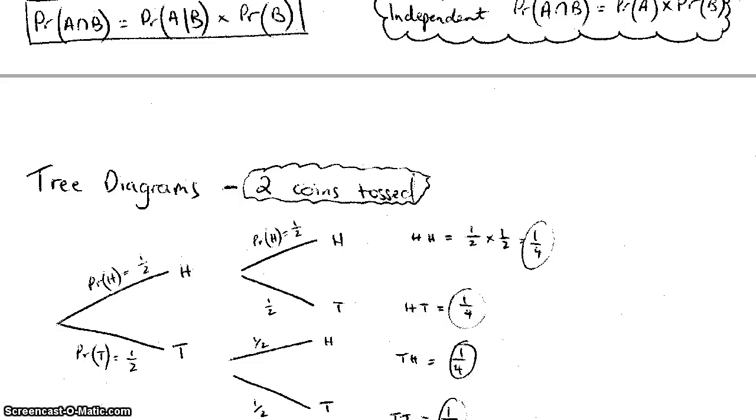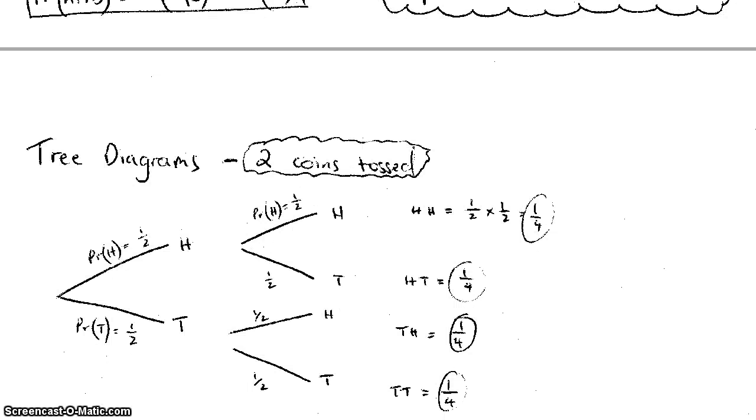Here's a standard tree diagram for two coins that are tossed, and I've got all of the different outcomes that could happen. The first coin is a head or a tail. The probability of each one is given up here, a half and a half, and I've got the probability of the second coin. It can either be a head if the first one's a head, or a tail if the first one was a tail. And the probabilities are there.